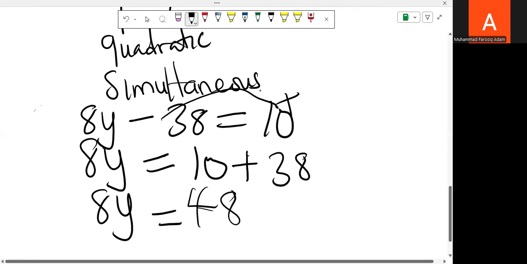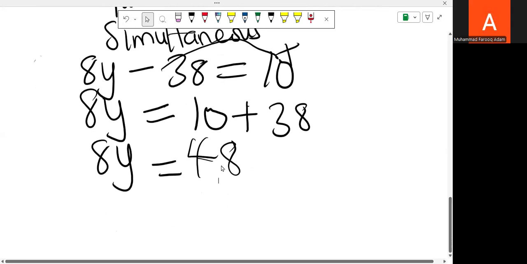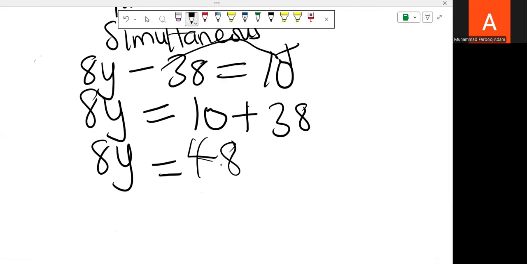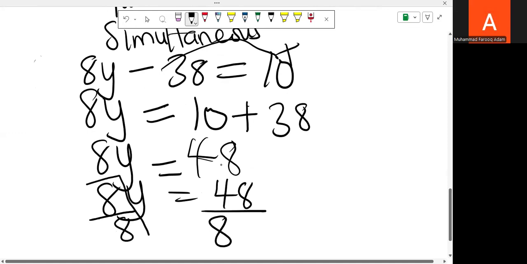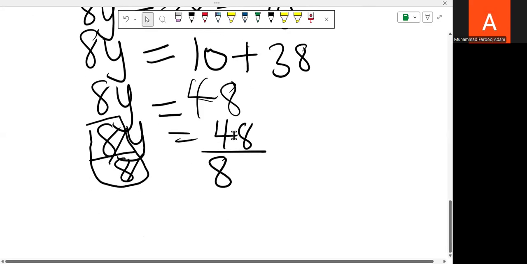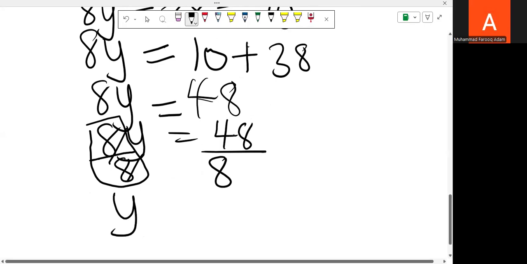Here we divide both sides by the coefficient of y. So what's the coefficient of y here? The coefficient of y here is 8. We take it as 8y is equal to 48. Divide it by 8, and we divide here by 8. This 8 and 8 here cancel out themselves. And y is equal to 48 over 8. And 48 over 8 is 6.